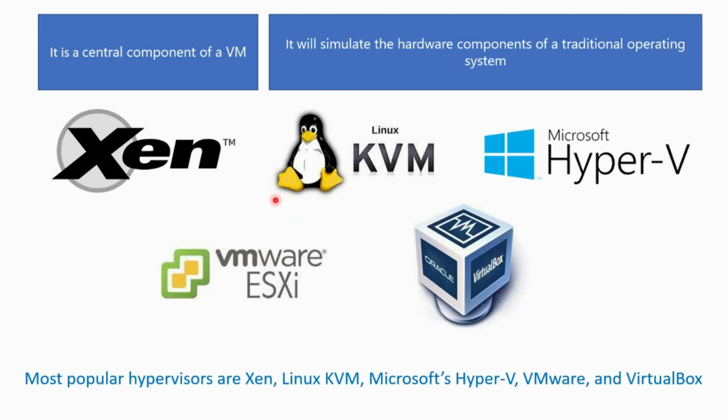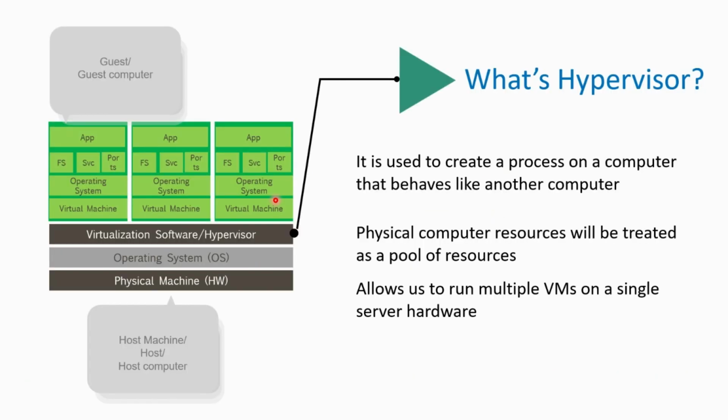Now, the physical machine on which the hypervisor is installed is called the host computer, and the virtual machine that uses the host machine resources is known as a guest computer, or simply guest. Also note down three important points that are shown on the right hand side.